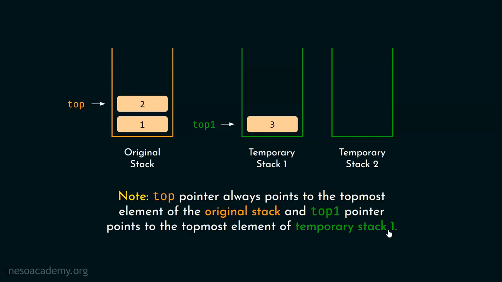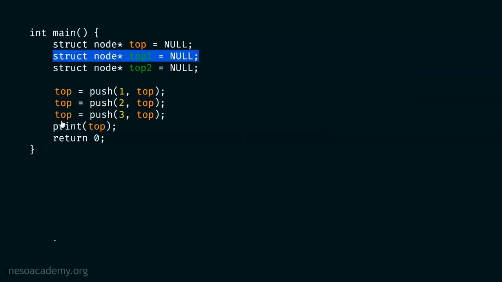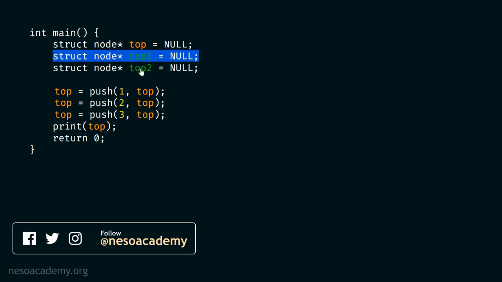Although you also know that there is one more pointer called top 2 which must point to the topmost element of the temporary stack 2. But in this presentation, we will focus on these two stacks because we want to pop an element from this stack and we want to push this onto this temporary stack 1. That is why we won't consider this stack for a while. Here in this main function, you can see 3 pointers are declared.